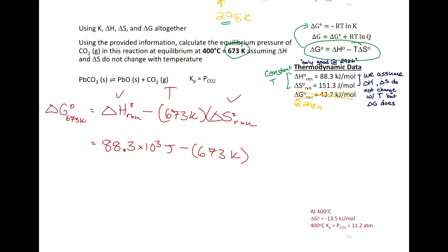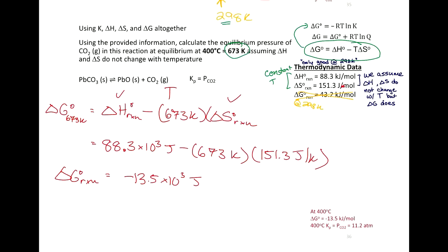And times delta S, so 151.3 joule per Kelvin. Oh, there should be a Kelvin down there, whoops. And so we get that the new delta G at this elevated temperature is equal to negative 13.5 times 10 to the 3 joules. All right, so this reaction's a little bit more spontaneous at higher temperatures, it seems. So not our answer, okay?